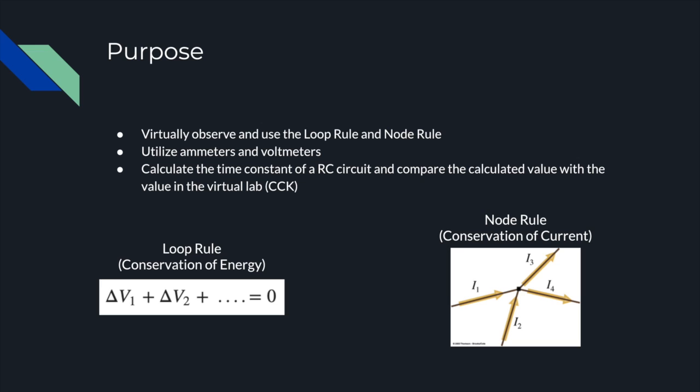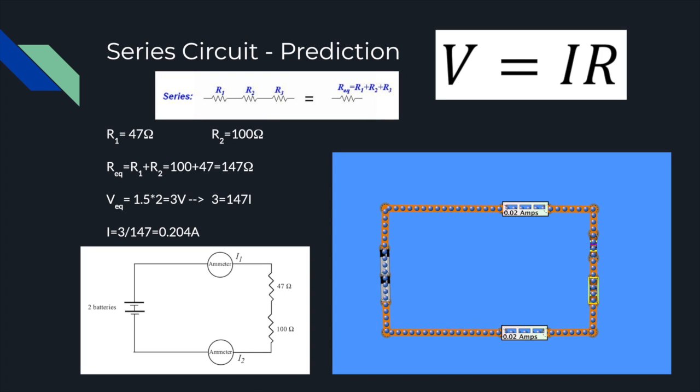The important concepts used in this lab, the loop rule and the node rule, are also known as Kirchhoff's second law, the law of energy conservation, and the law of current conservation. In the first part of the experiment, I set up a series circuit as seen in the two pictures, and using Kirchhoff's second law, predicted that the current in the loop would be 0.0204 amps. This matches the value measured by the ammeter in the simulator, which is 0.02 amps. Because the resistors are in series, I was able to sum the two resistances together to get an equivalent resistance, and using this, I was able to calculate the current.